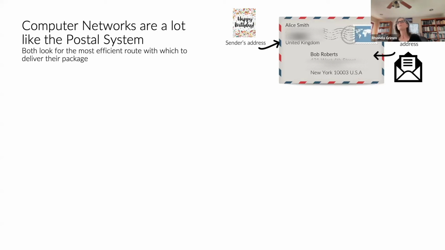So computer networks are a lot like the postal system. There's this very loose analogy that both look for the most efficient route to get where they're going, to deliver their package. So for example, say you've got Alice and she wants to send a birthday card to her friend Bob from college. Alice is in the UK and Bob's in New York. So she wants to put this birthday card into an envelope, put the sender's address on there, and then address it to Bob.